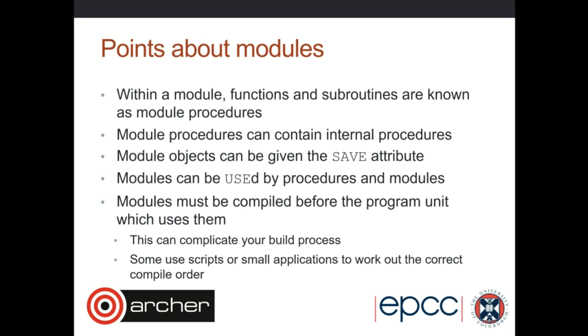So if you've got, say, 5 source files in your program, one of them is a module file. It's got the module data and module functions in it. And another couple of those use that module. We need to compile that file, which contains the module definition, before we compile the rest. And so that means you can't just compile your files in any particular order.